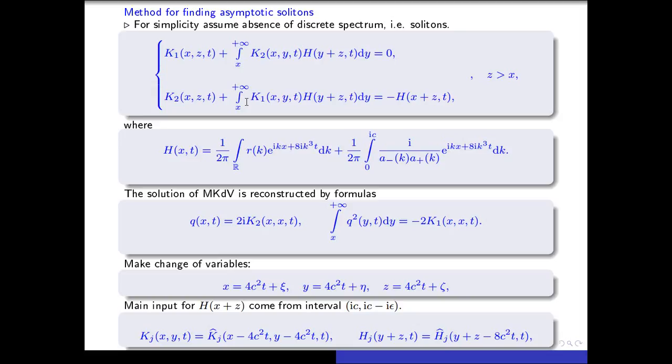So the method for asymptotic solitons was developed by Khruslov for KdV, and then it was extended by Khruslov and Kotlyarov for MKdV. First of all, they considered a much more general situation. Their backgrounds were not just constant, they were even some finite gap functions.